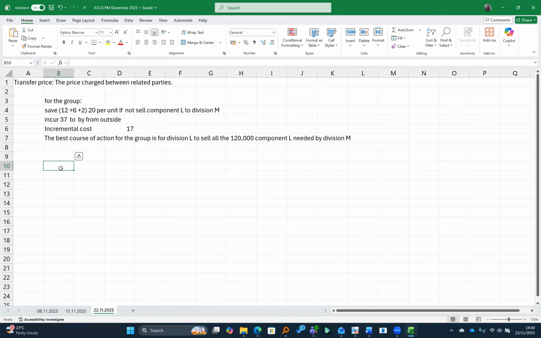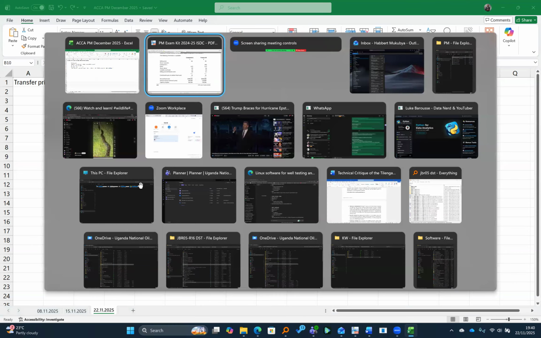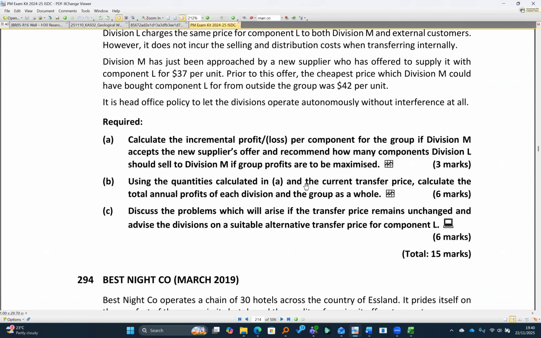Therefore they should actually just keep doing what they have been doing. They supply component L from division L to division M. That is as far as the group is concerned. Okay. But as we said, as far as the individual entity is concerned, there's a different story. And that's what I think they're asking us for the second part, to look at the total annual profit of each division and the group as a whole, using the quantities in the current position.